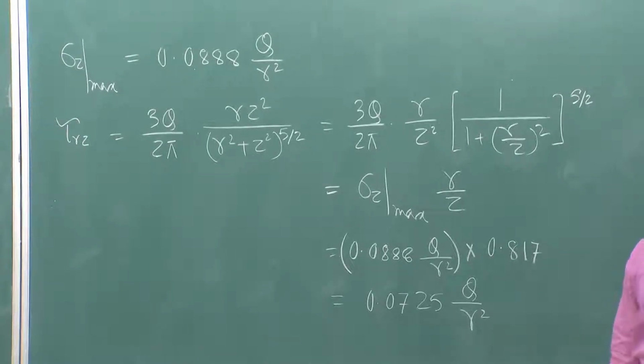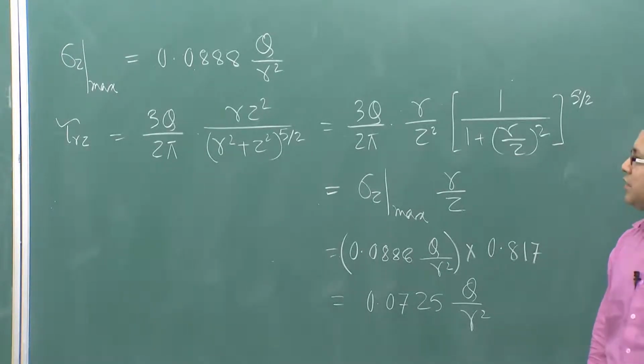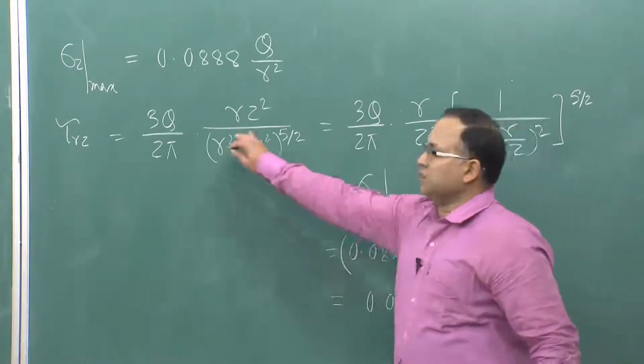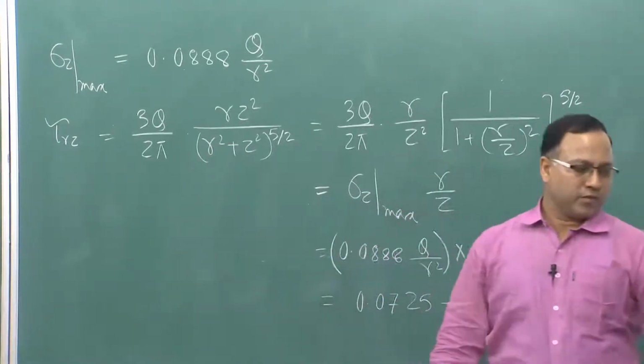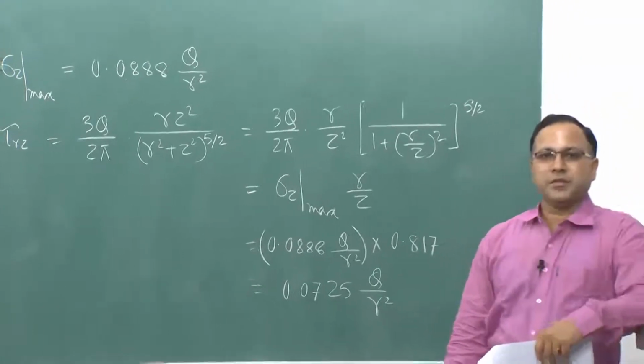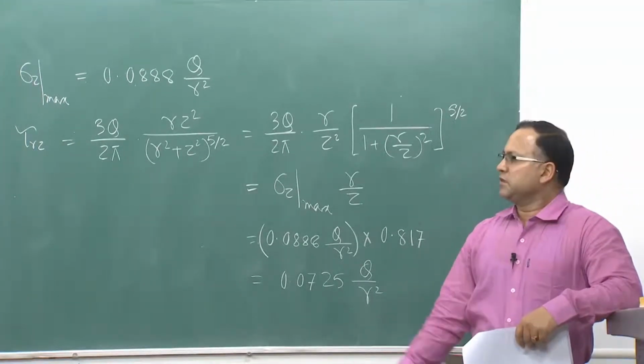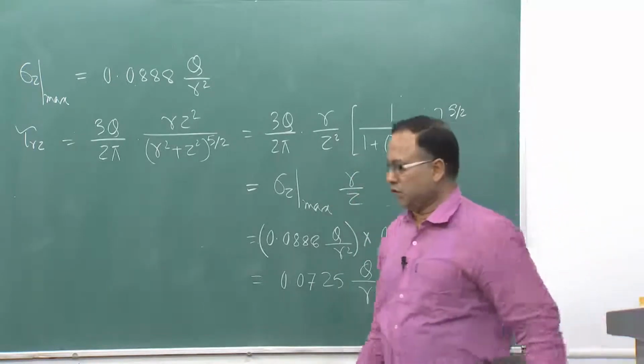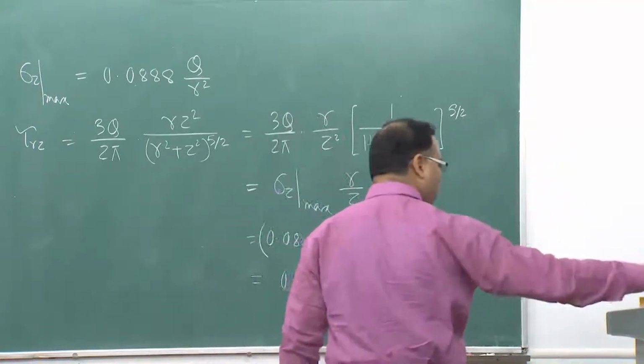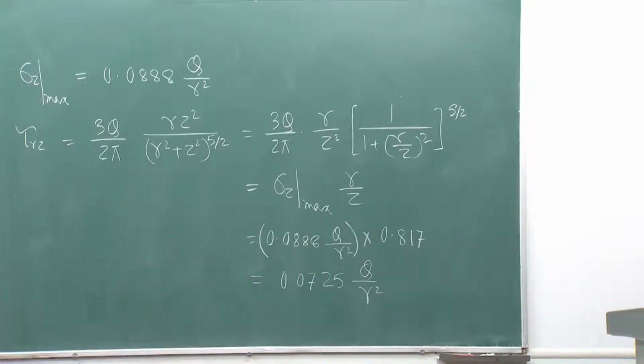I hope that you have understood the problem. The only new thing is the expression of tau r z, that is the new thing we are introducing, and that is coming from theory of elasticity. As we have got the expression for sigma z, similarly we can find out tau r z also. Okay. So, now we will go to the next problem.